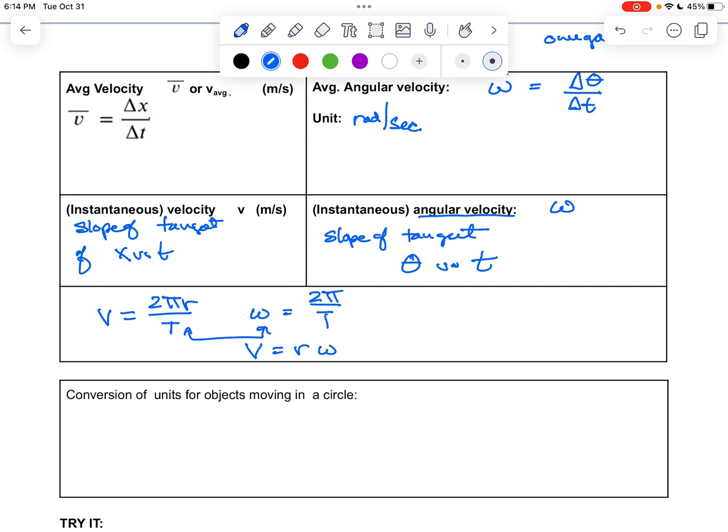So we can see some patterns here. The linear speed is r times omega. The linear distance is r times the angular position. So there are some definite patterns here that we can see.